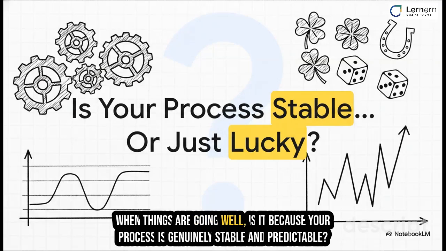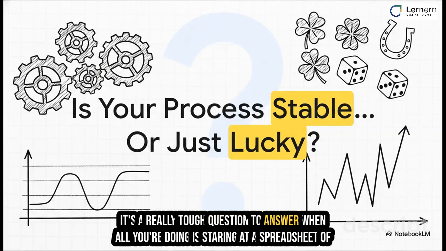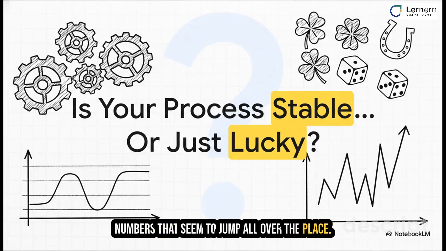So let me ask you this. When things are going well, is it because your process is genuinely stable and predictable? Or are you just on a good run of luck? It's a really tough question to answer when all you're doing is staring at a spreadsheet of numbers that seem to jump all over the place.